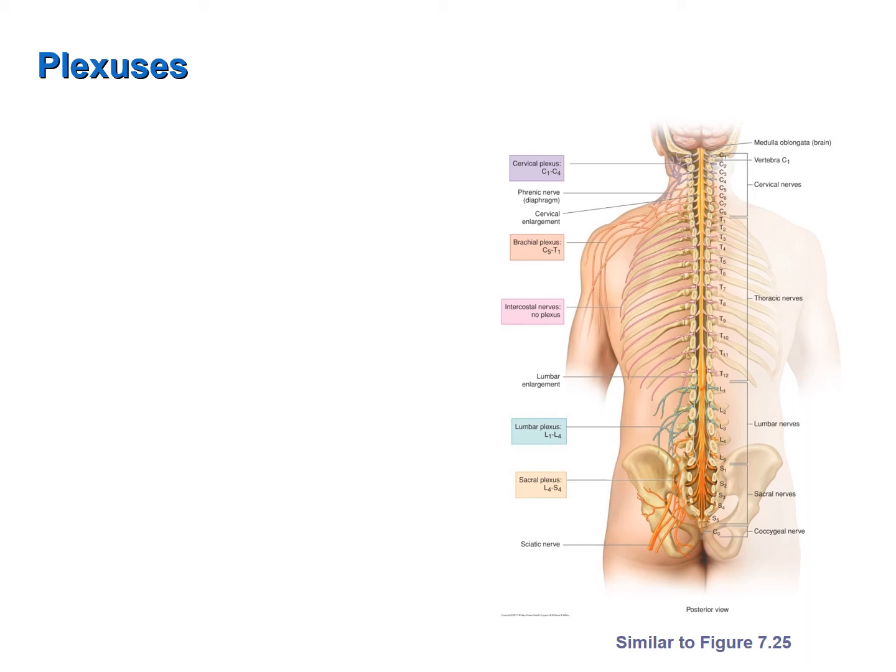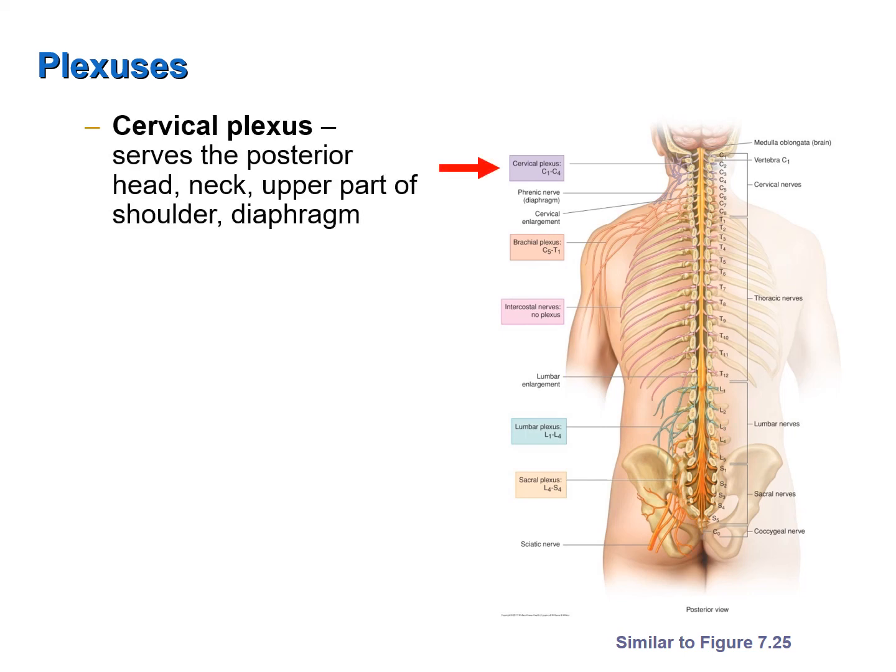The plexuses are named after the region of the body where they are formed. The cervical plexus serves the posterior head, neck, upper part of the shoulder, and diaphragm. In fact, a very important nerve called the phrenic nerve extends from the cervical plexus to control the diaphragm. With neck injuries, particularly a broken neck, one of the biggest concerns is severing the phrenic nerve, because if the phrenic nerve is severed, the person loses the ability to effectively breathe.